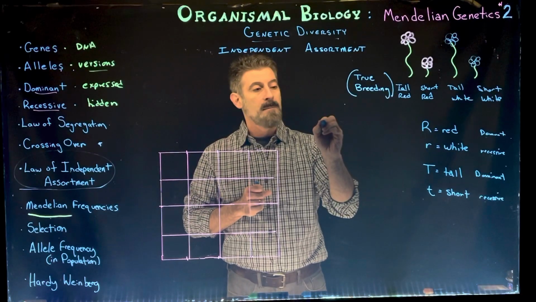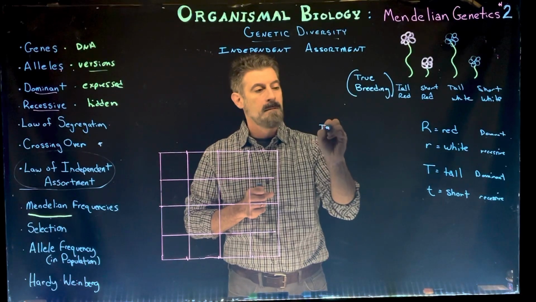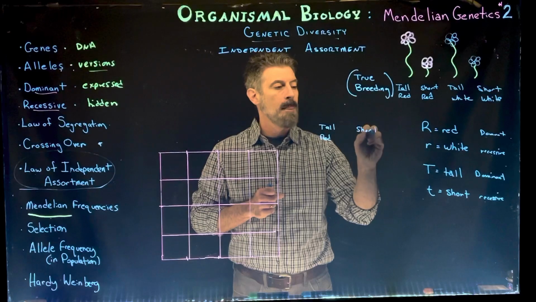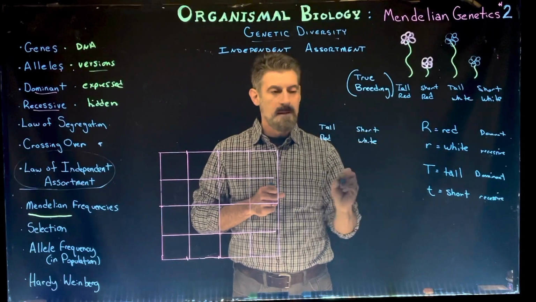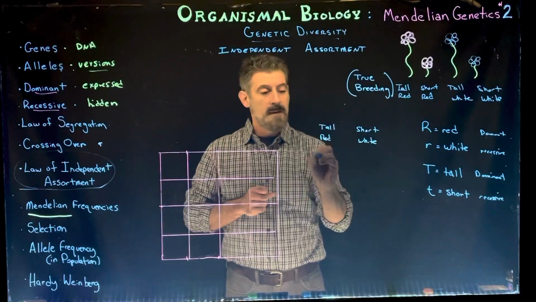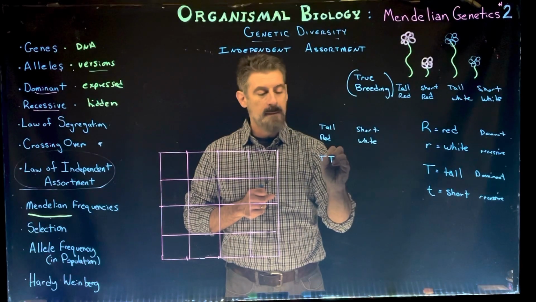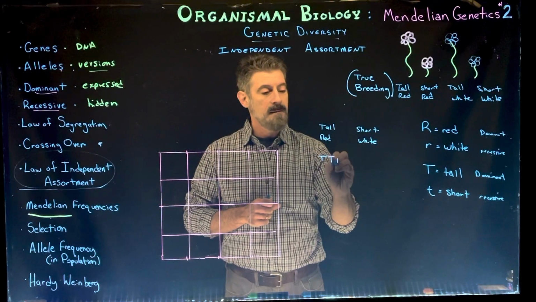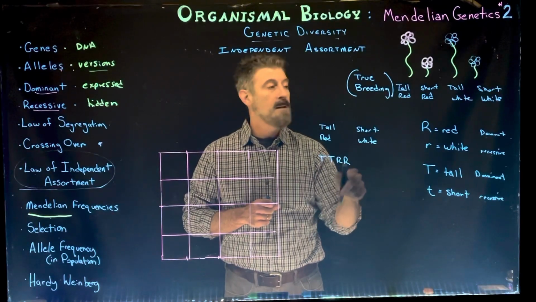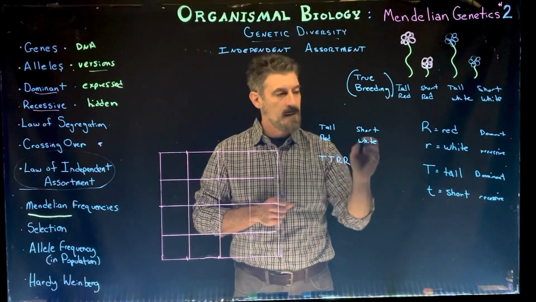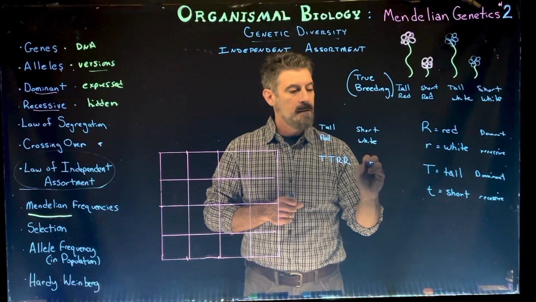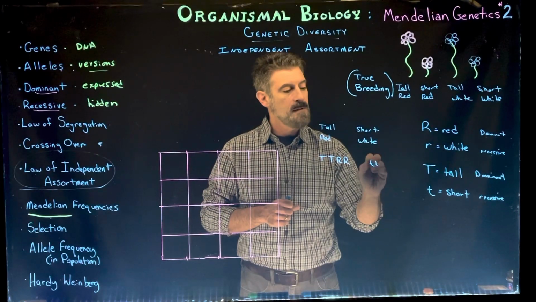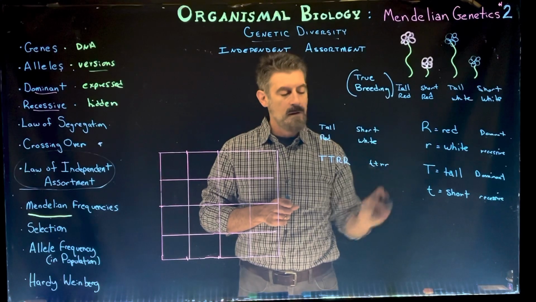But what we're going to look at here is what would happen if we just took the parents who were tall, red, so dominant, and then short, white, the recessive. For the tall ones, we're going to have capital T, because they're both dominant, and this is going to be for true breeding parents. And then the red, obviously also true breeding, so they're the same. Short, same thing. So the short is the lowercase t, and then the white is the lowercase r.